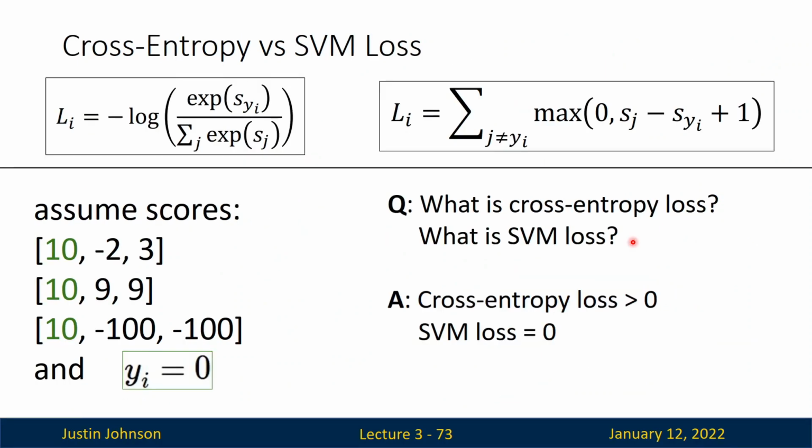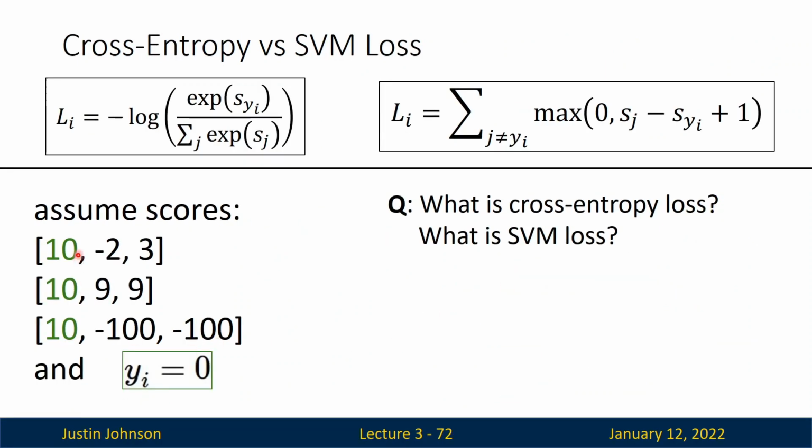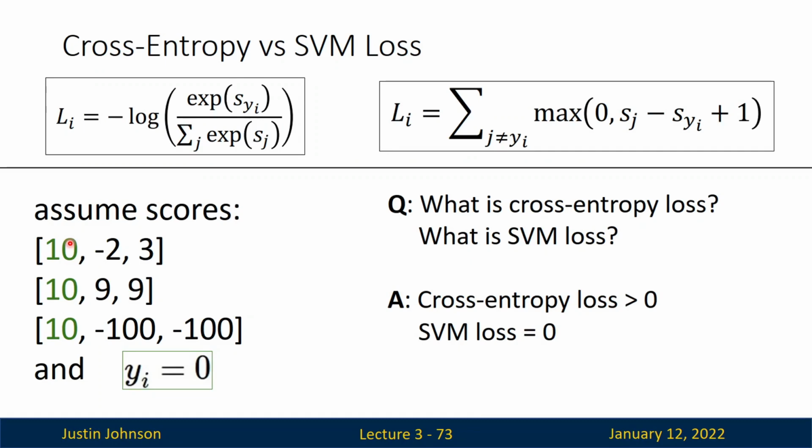So in this case, we know the image is a cat, and the classifier generated the highest score for the cat, totally correct. However, the cross entropy loss is not zero. But the support vector machine loss is zero, because if the cat image gets the highest score, then there will be no loss. So the cross entropy loss will be greater than zero, but the support vector machine loss is zero.